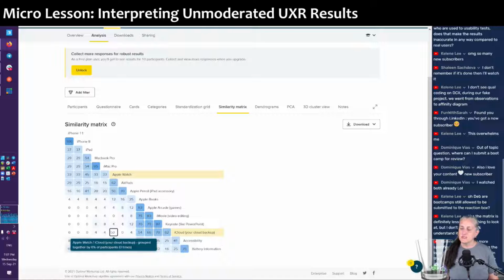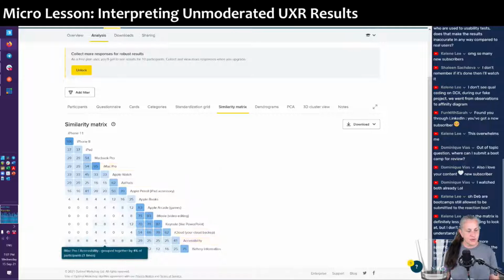Kayleen says, to be more specific, I'm not understanding the logic behind why things are in the order they're in the staircase. Oh, Kayleen, that actually doesn't matter. That's a great question. The order doesn't matter. It's more about matching up these pairs. So for example, this box here says, how does iMac Pro match up with accessibility? And the answer is nobody grouped those in the same group, so they probably wouldn't end up in the same group in your hierarchy.